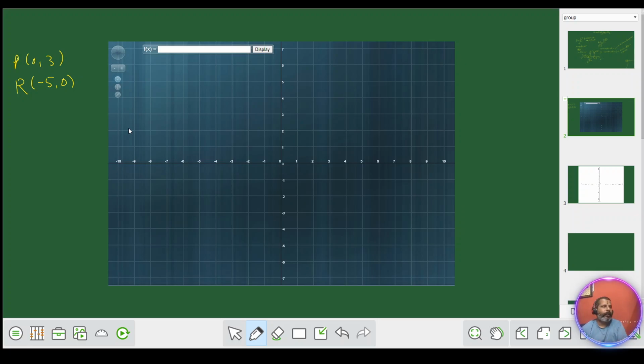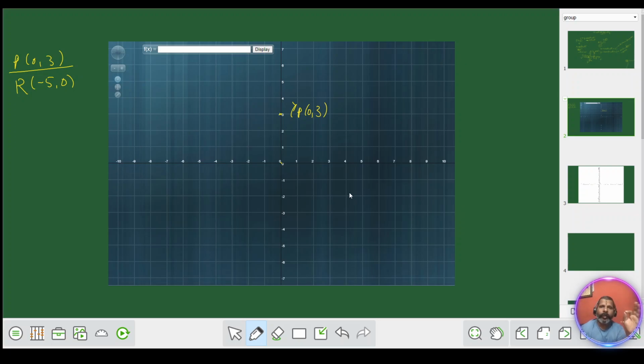For example, P of 0 comma 3 means P is 0 units distance from the y axis. Means here 0 will be there, and 3 means here it will come on the y axis. P of 0 comma 3. On the x axis, the y coordinate will be 0. On the y axis, the x coordinate will be 0. Please remember it either way.